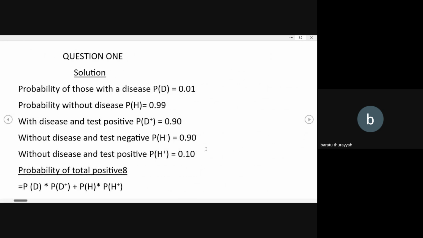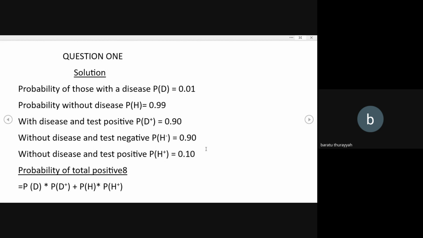Number one, we were given the probability of testing positive given that a person has the disease, which is 0.9, the probability of testing negative given no disease, 0.9, and the percentage of the population with the disease, 1%. We were asked to find the conditional probability that a person has the disease.